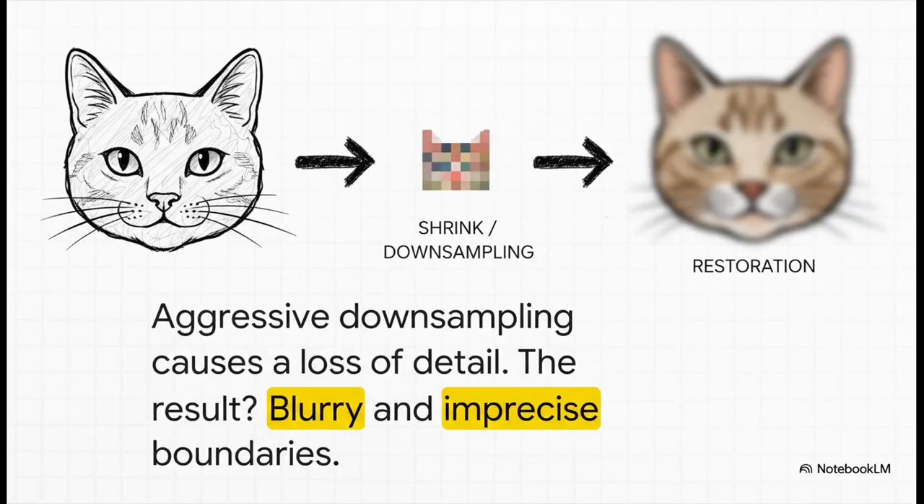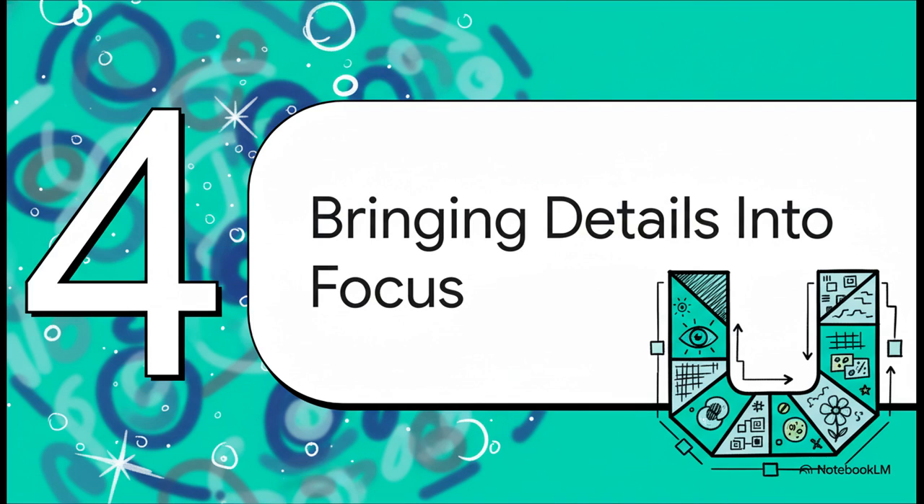You know what happens when you take a tiny thumbnail photo and try to blow it up to full screen? It gets all blurry and loses its sharp edges. Well, the exact same thing was happening here. That process of shrinking and then re-enlarging the data was losing all the fine details, resulting in blurry, imprecise outlines. So, how do you solve this blurry vision problem? How do you get both the big picture understanding and all those fine-grained details?